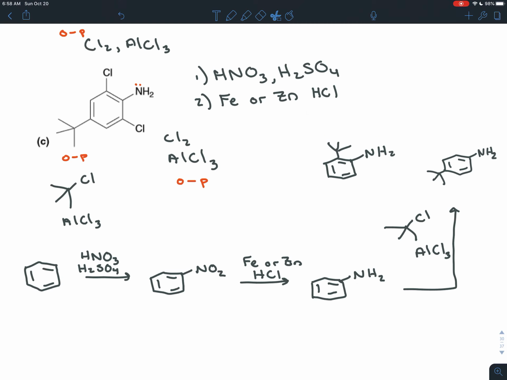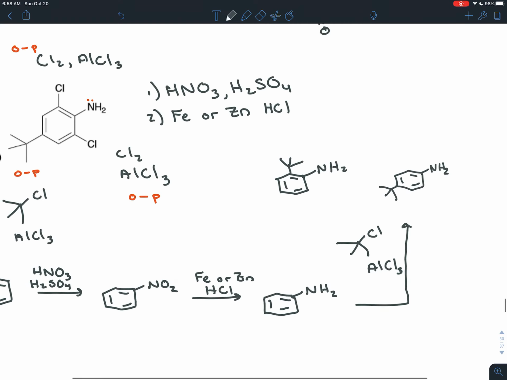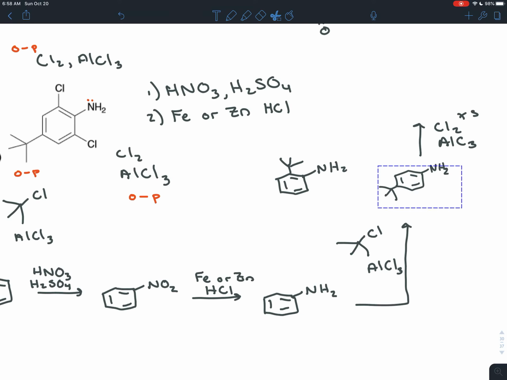And then if you treat that with the Cl2 and AlCl3, and you could just use excess, the only place for those to go is at the ortho positions, because the para position is already taken up.